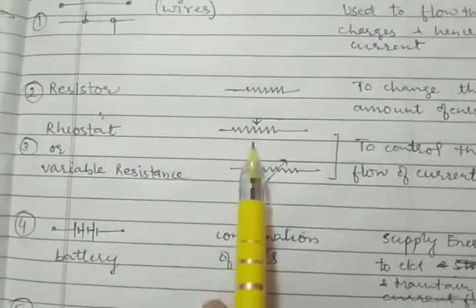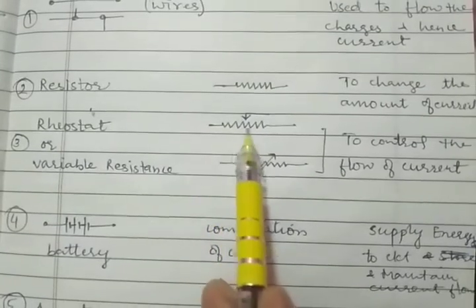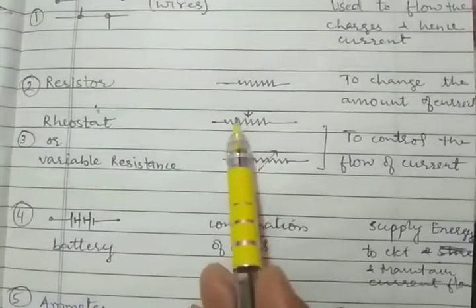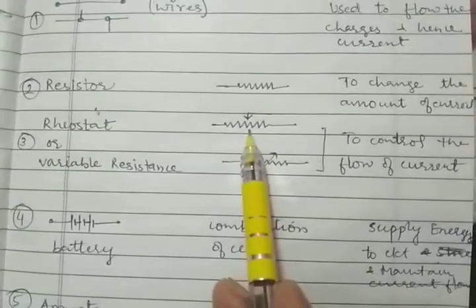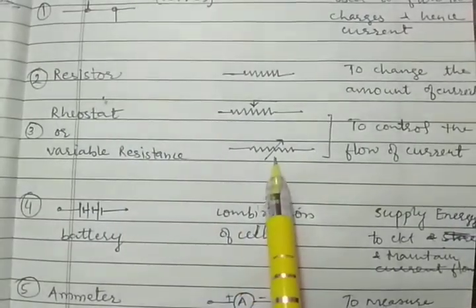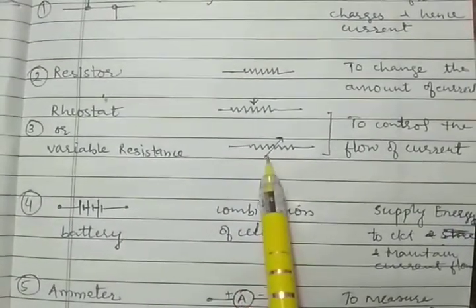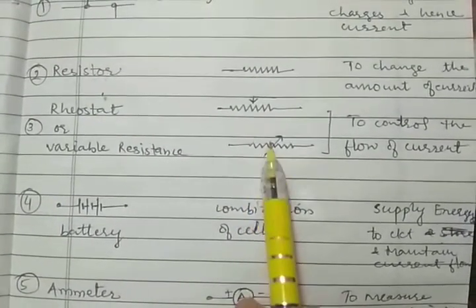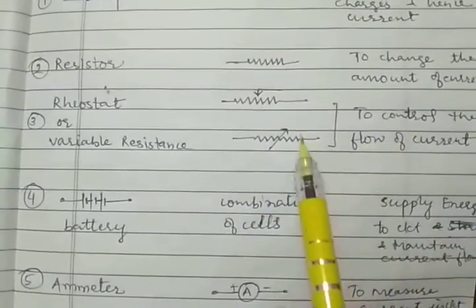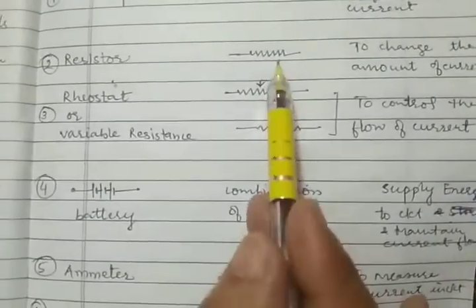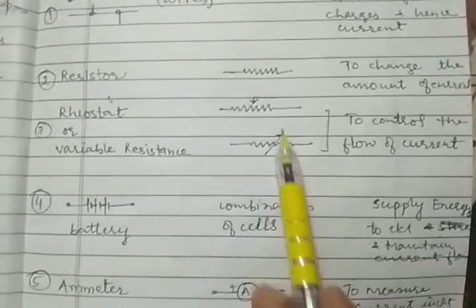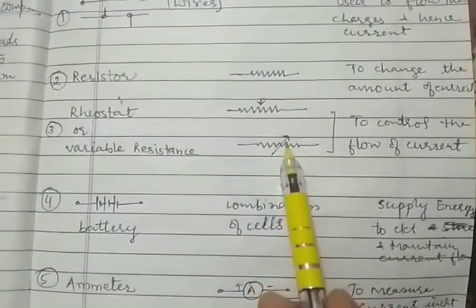And the second one is the rheostat. Rheostat is a resistance with a pointer. This pointer is used to change the value of the resistance in the circuit, and this is also known as the variable resistor. The variable resistor is represented by this symbol. The rheostat is used to control the flow of current. The fixed resistor gives a fixed value of current, but the rheostat is used to control the flow of current.